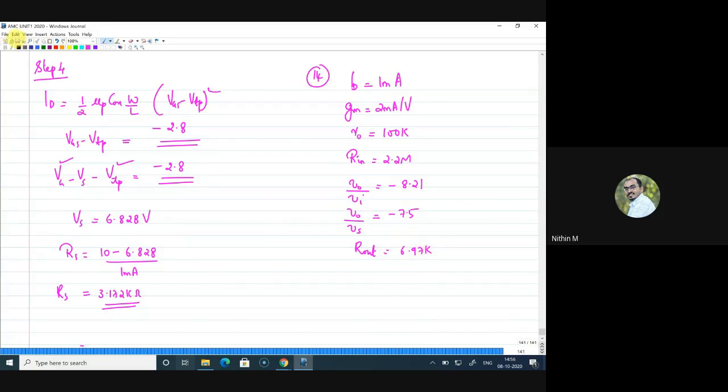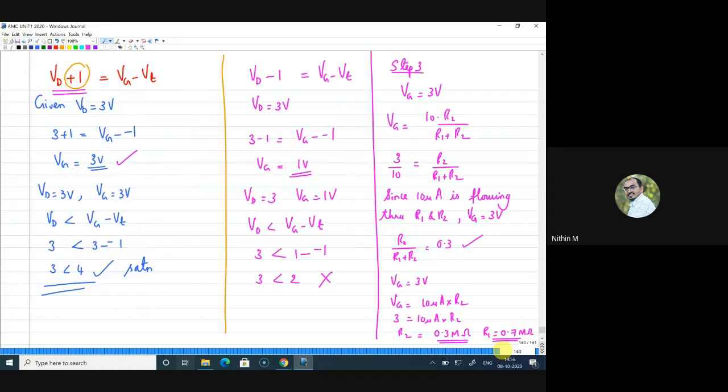Can you explain the step 3 again? Sure. What is step 3? Okay. So from step 2 we know what is Vg. Vg is 3 volt. Now if Vg is 3 volt, I can write. So Rahul, did you understand how I wrote Vg as 10 into R2 by R1 plus R2? You understood that? Yes. Okay. So Vg is 10 into R2 by R1 plus R2. So I got the ratio R2 by R1 plus R2. I know that is 0.3.